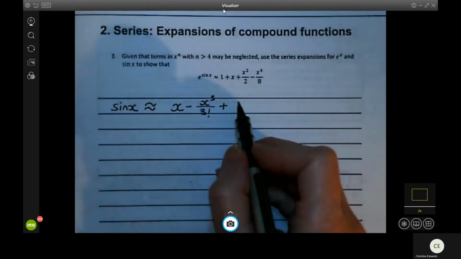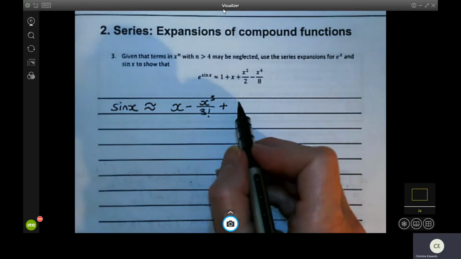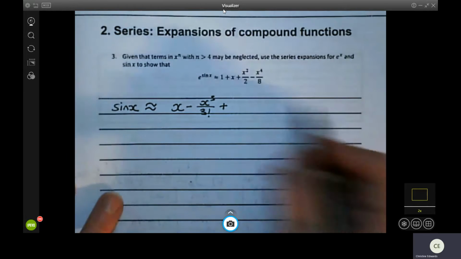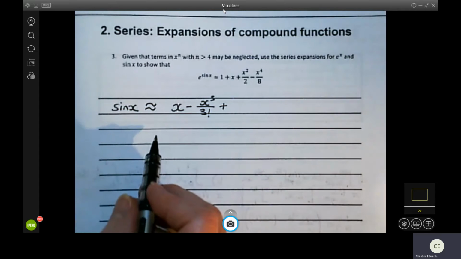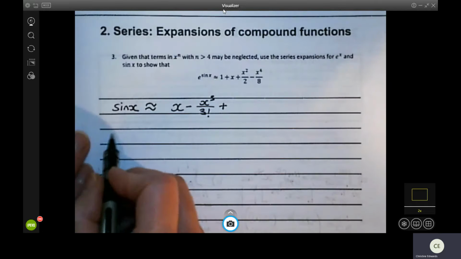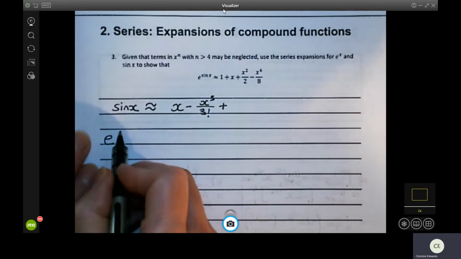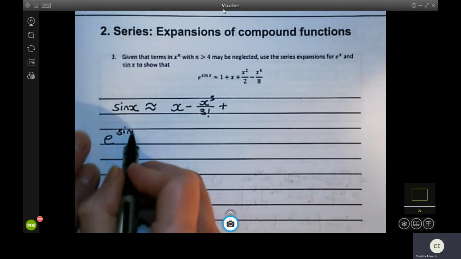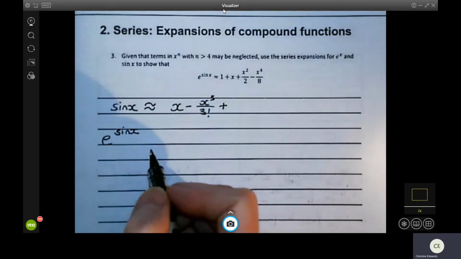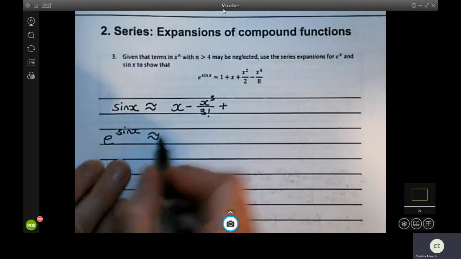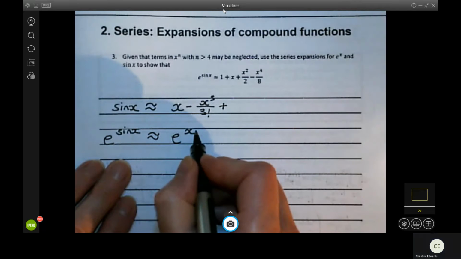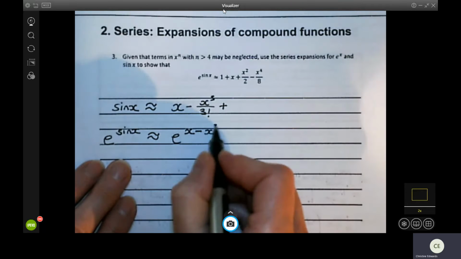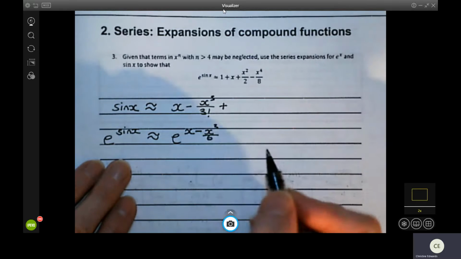Now, I may need x to the 5 when I put it into the compound function. I won't add it in at this stage. Let's think through when we do the next line of working whether we need it or not. So I'm being asked to find an overall approximation for e to the sine of x. So that's going to be e to the x minus x cubed, simplifying 3 factorial, that becomes over 6.